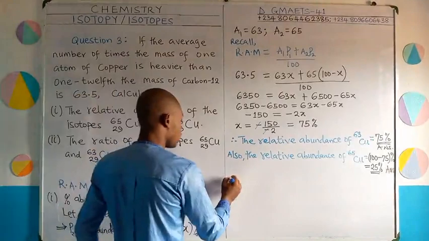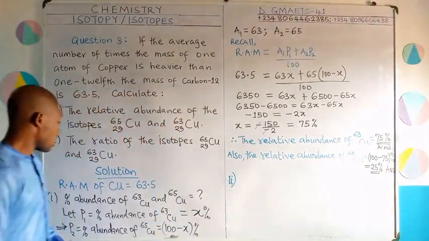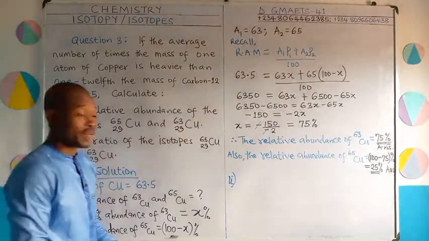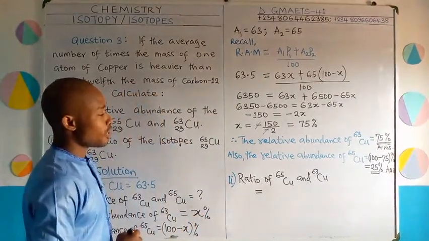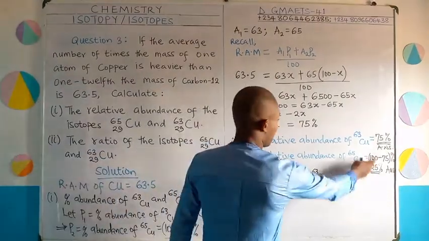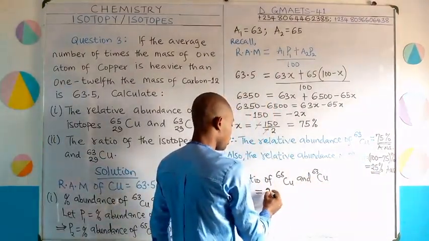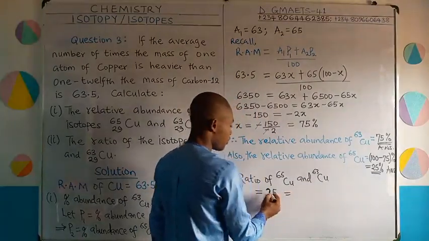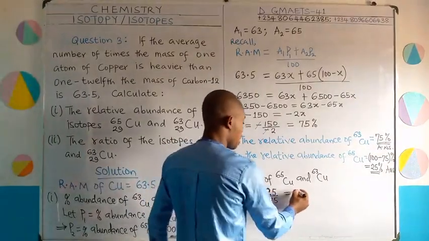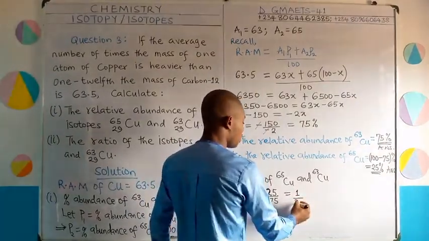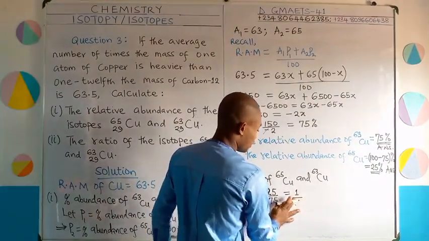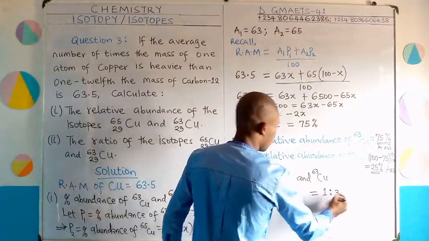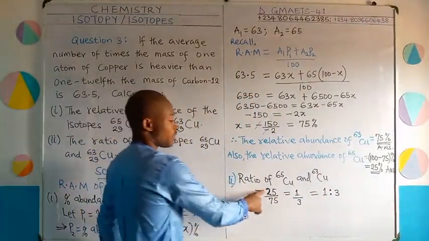Let's move on to the second part of the question, II. In the second part, we are to determine the ratio of the isotopes, copper 65 and that of copper 63. This is going to give us 25 divided by 75. If you work this out, 25 can divide 25, you get 1. So that's 1 over. 25 can divide 75, you get 3. So this is 1 over 3. Okay, 1 over 3. And this ratio will give us 1:3.